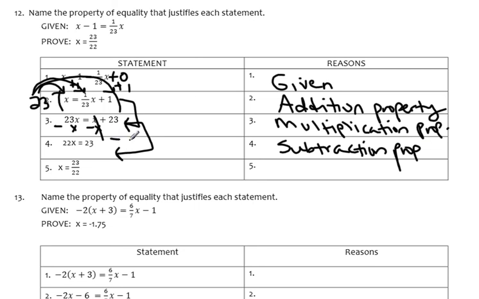And finally, step 4 to step 5, how do we isolate our x so that it's all by itself? And how did 23 become 23 divided by 22? Well, 23 divided by 22 is clearly the division property. We've divided both sides by 22.